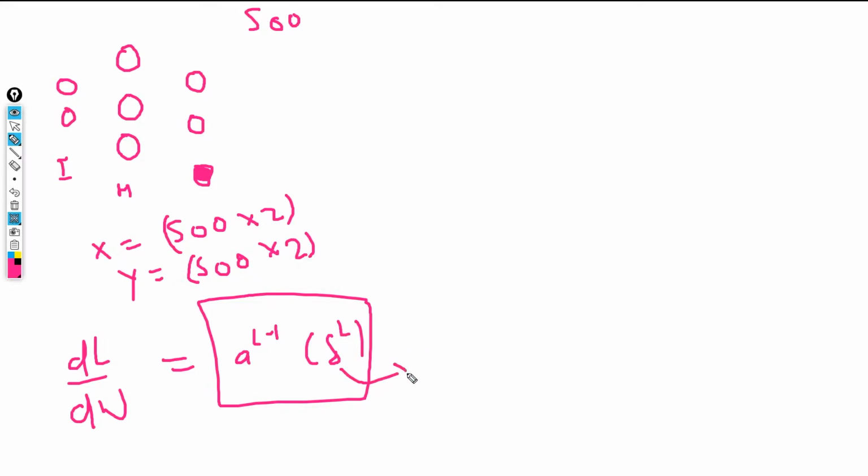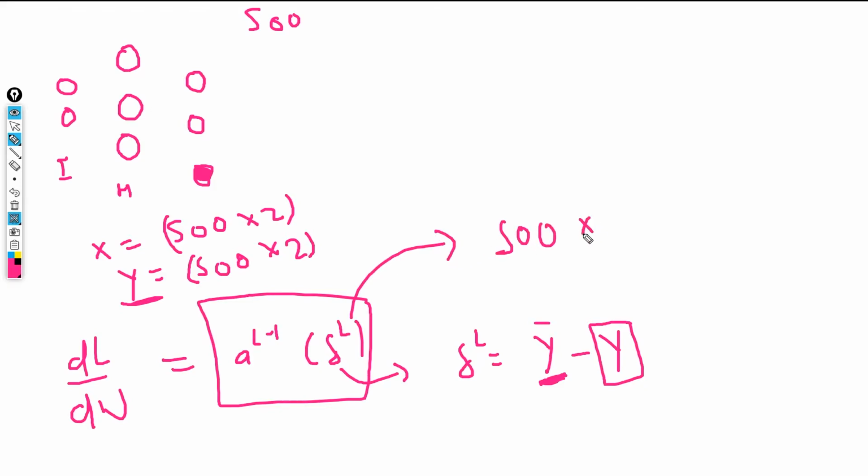So for this part, delta L is nothing but y hat minus y. This is the original y that we have, and this is our predicted values. They are both going to be of the same shape. So let's just consider that this is also 500 by 2. So the shape of this is 500 by 2.